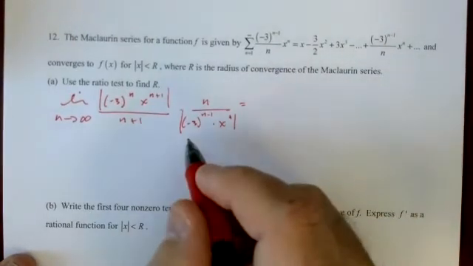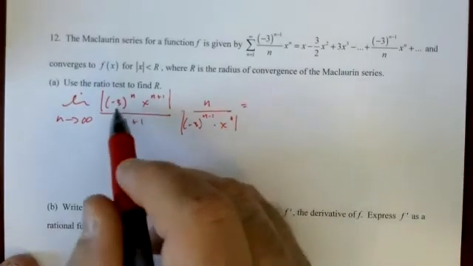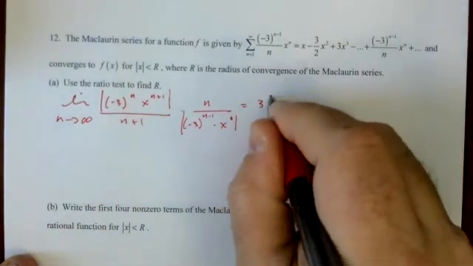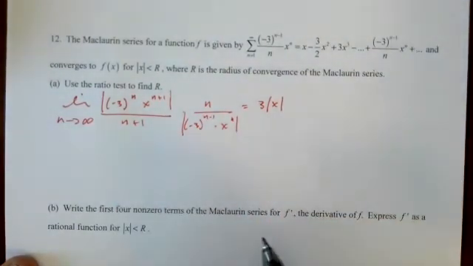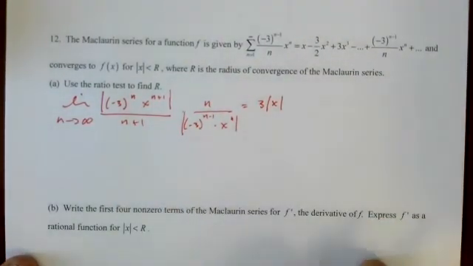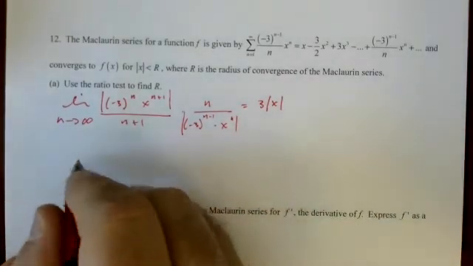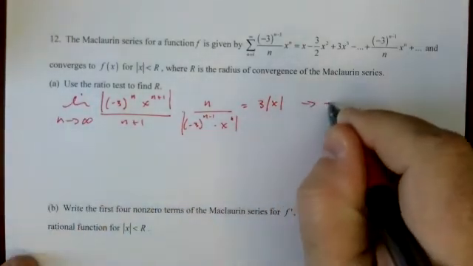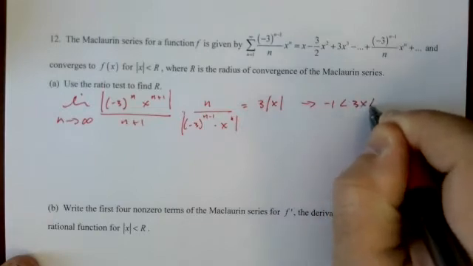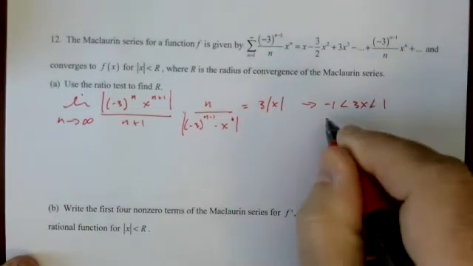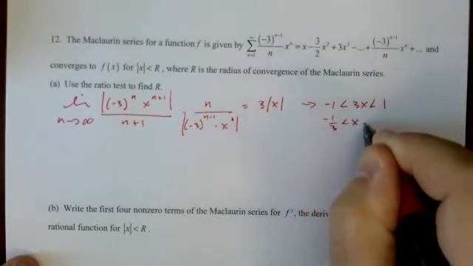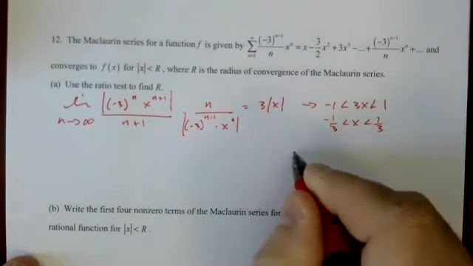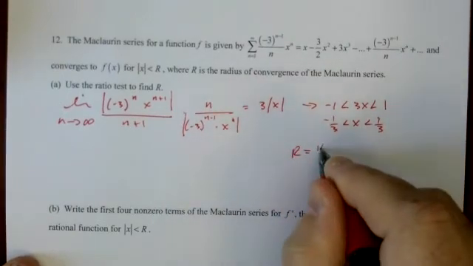That's one less, that's one more, the negatives are gone. 3 absolute value of x. I could have put the 3 inside. Find R. Well, that means that we have, for those that haven't figured it out yet, -1 is less than 3x, is less than 1. -1/3 is less than x, is less than 1/3. That means R equals 1/3.